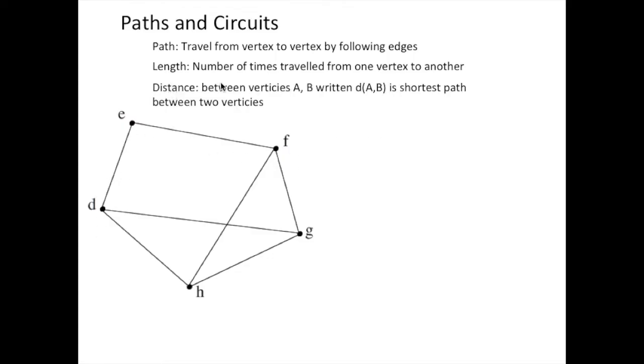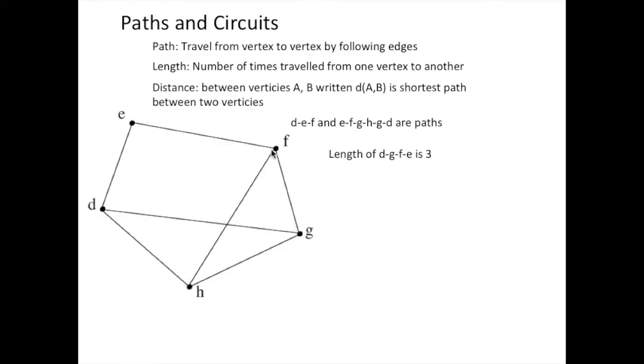The distance between vertices A, B, written d(A,B), is the shortest path between two vertices. DEF, that's D to E to F, that's a path. And E to F to G to H to G again, back to D, that's another path. These are paths.